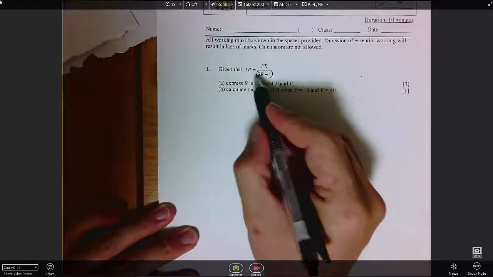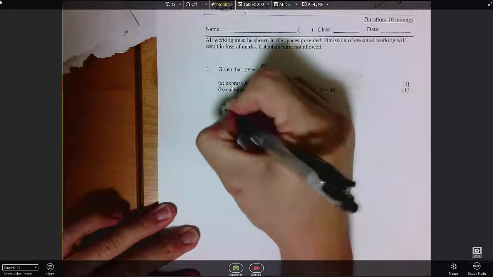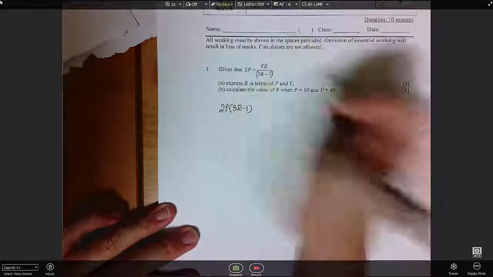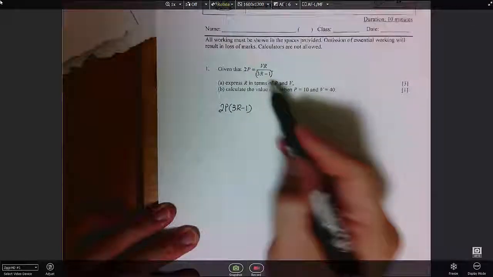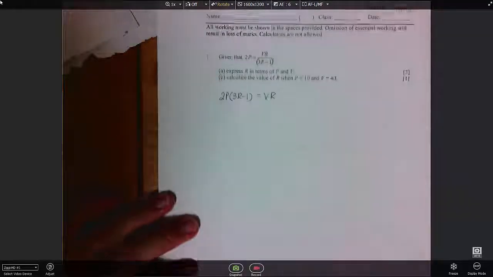First step, what I would do here is multiply both sides by 3R minus 1. If I multiply by 3R minus 1, on my left hand side, here you multiply on the right hand side, it will eliminate this denominator 3R minus 1. So you're left with this. Many of you managed to get this first step, but then you got a bit stuck here.